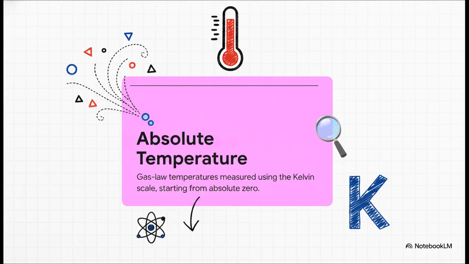Actually, wait, let me pause right here for a really vital exam tip. Did you notice that the question specifically uses the phrase absolute temperature? Always remember why the word absolute is so important in chemistry. While gas laws strictly require the use of the Kelvin scale, which starts from absolute zero, we actually don't need to do any tricky Celsius to Kelvin conversions here.